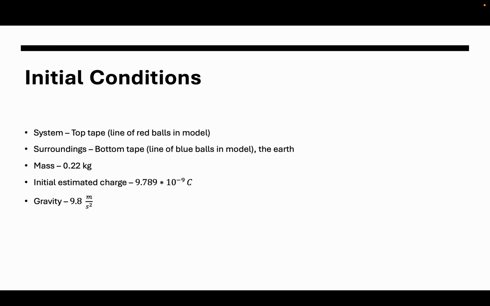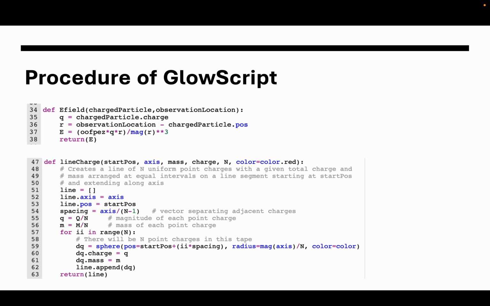For our initial conditions for the model, we had to isolate our system, which was the top tape, and the surroundings, which were the bottom tape and the earth. Both tapes in the model were represented by a line of red balls and a line of blue balls. The mass of our tape was 0.22 kilograms. The initial estimated charge, which is what we got from our Lab 1, was 9.789 times 10 to the negative 9 coulombs. And the gravity constant is 9.8 meters per second squared.